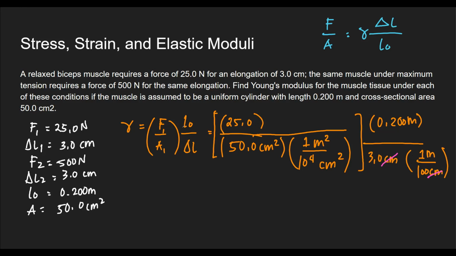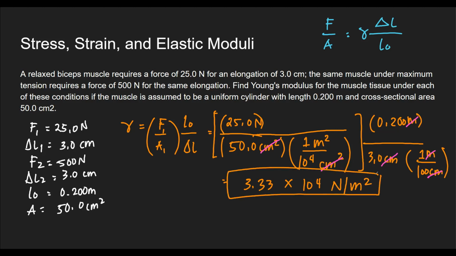This is, by the way, newtons. Cancel. So you're going to be left with newton per meter squared. So if we just calculate, this would give us 3.33 times 10 to the 4th newton per meter squared. That is for Young's modulus number 1.